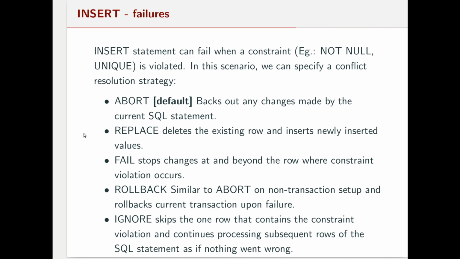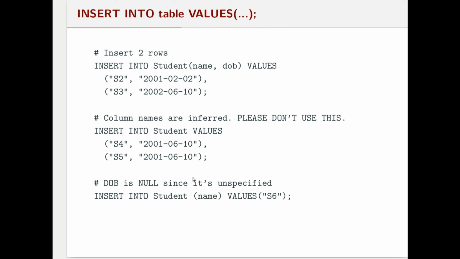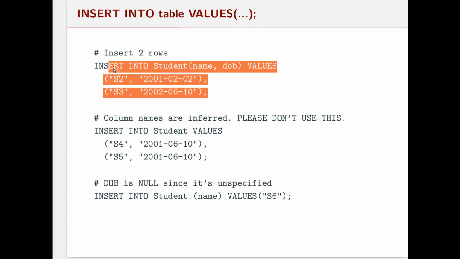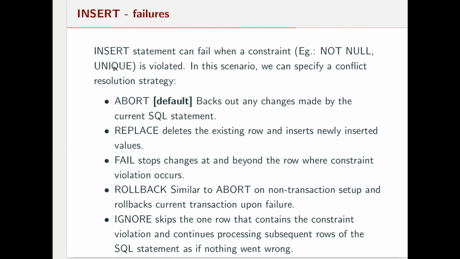Fail indicates that if you are inserting a bunch of rows, like in this scenario, you can specify fail so that changes will be stopped where the first failure occurs, and then nothing else will proceed beyond that point. So rows till the time failure occurs will be inserted and the rest of the rows will be ignored.